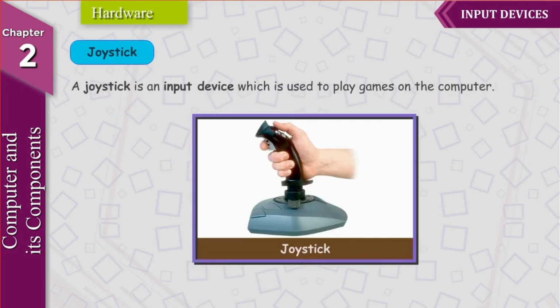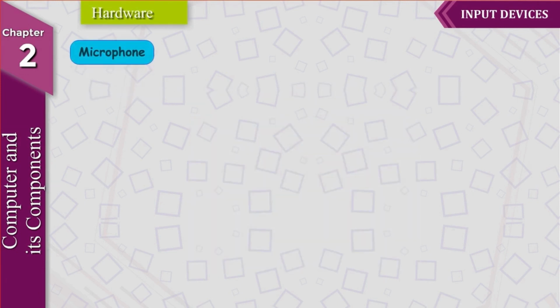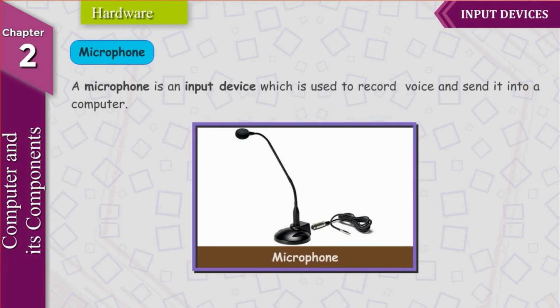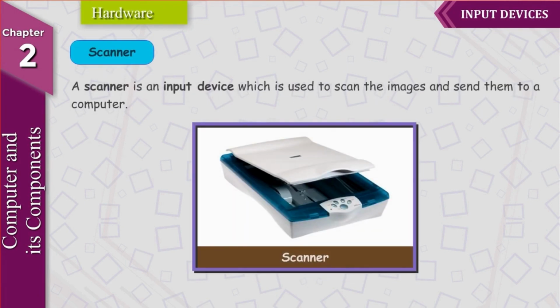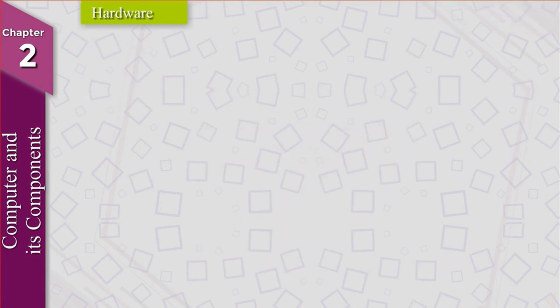Joystick. A joystick is an input device which is used to play games on the computer. Microphone. A microphone is an input device which is used to record voice and send it into a computer. Scanner. A scanner is an input device which is used to scan the images and send them to a computer.